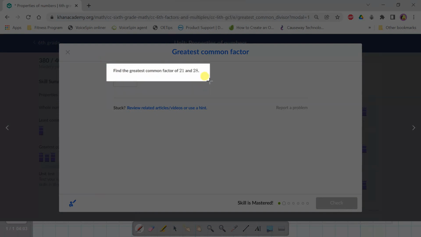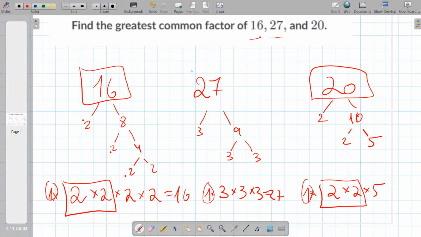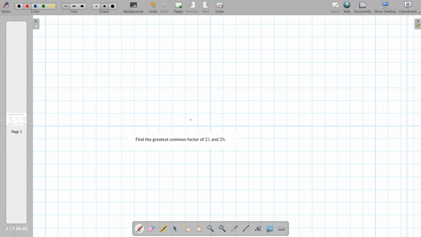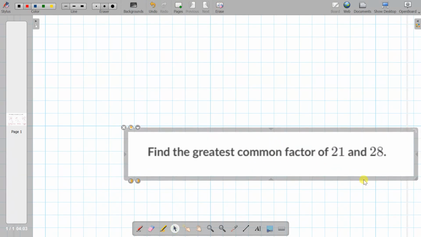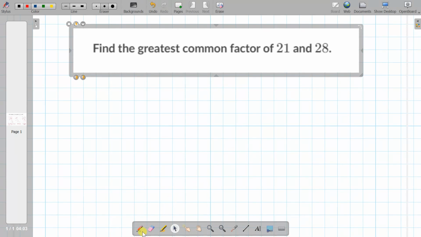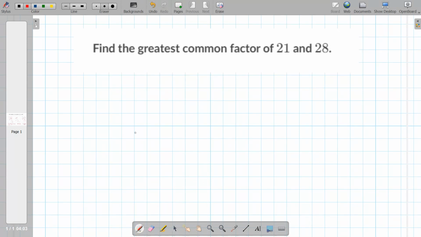Find the greatest common factor of 21 and 28. So 21 can be broken into 3 and 7. So 3 times 7 is 21, and 28 can be broken down to 4 and 7.